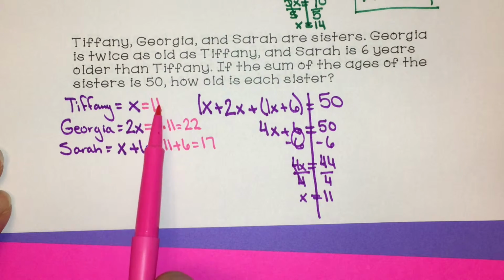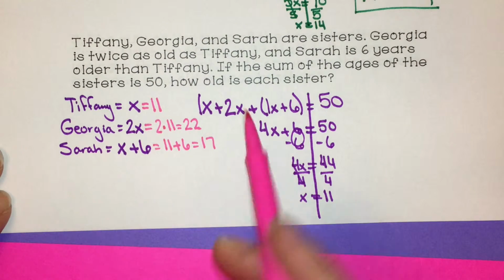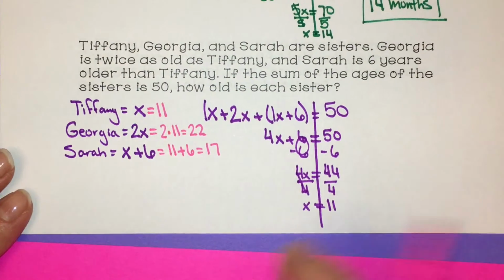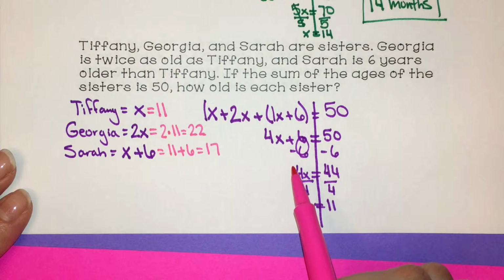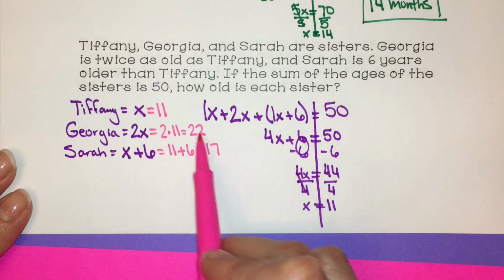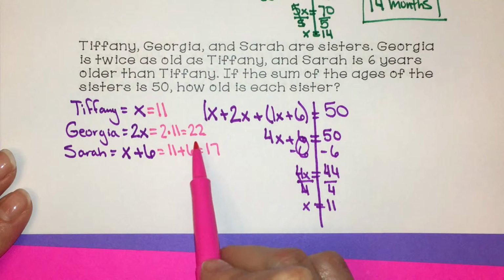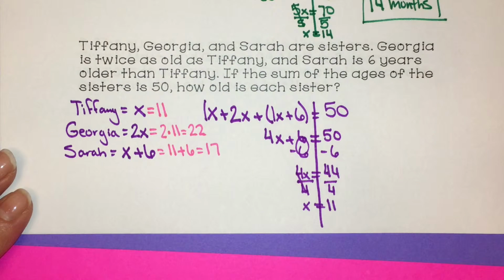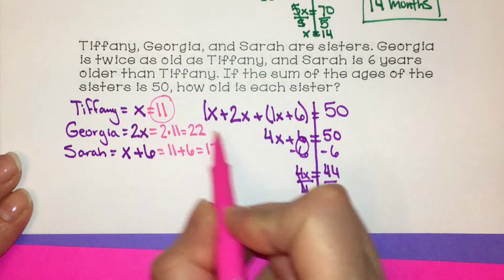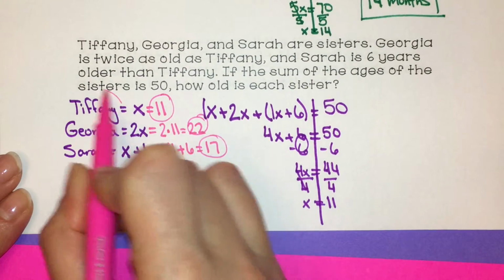Okay, so we have Tiffany is 11, Georgia is 22, and Sarah is 17. And if we add those up, they should equal 50. So 11 plus 22 is 33. 33 plus 17 is 50. So we know our ages are correct for each sister.